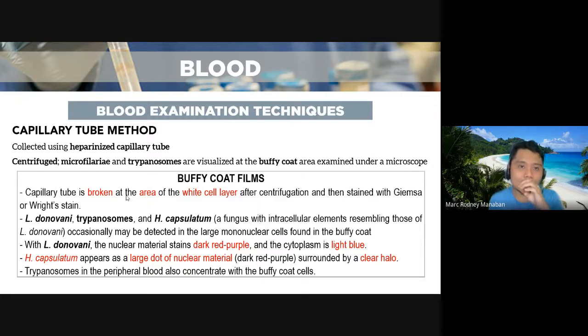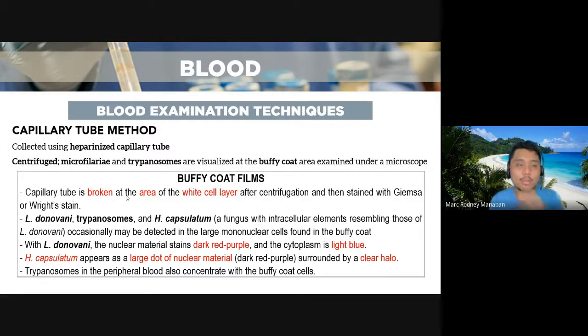But some resources, please take note, say the first layer is a fatty layer. So the topmost layer in the centrifuged microhematocrit tube is the fatty layer, and plasma is second. Your fatty layer usually is not seen. Please take note of that, because it may be asked in the boards. What is the first layer? The answer is the fatty layer. Plasma is second, buffy coat is third, and packed RBCs are fourth.